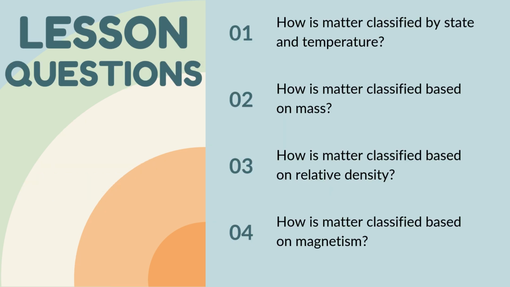Now, this chapter is guided by 4 essential questions, one for each lesson. The first is how matter is classified and described by state and temperature. The second is how matter is classified and described based on mass. The third is how matter is classified and described based on relative density. And the last one is, how is matter classified and described based on magnetism? Each of these questions helps anchor student learning and understanding and ties it directly into the hands-on investigation.